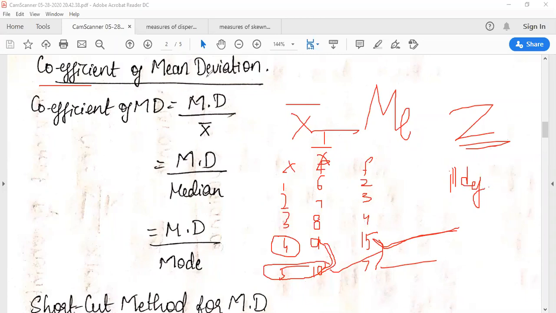So in mean deviation, to calculate its coefficient, if the mean deviation is calculated through arithmetic mean, then the formula will be mean deviation divided by x bar, that is arithmetic mean. Then mean deviation by median, mean deviation by mode. So these are the coefficients of mean deviation to be found.